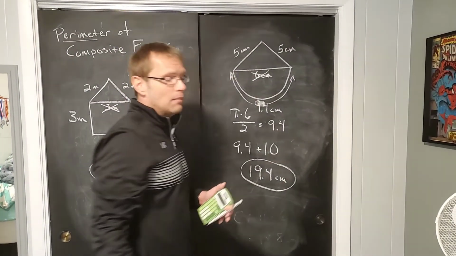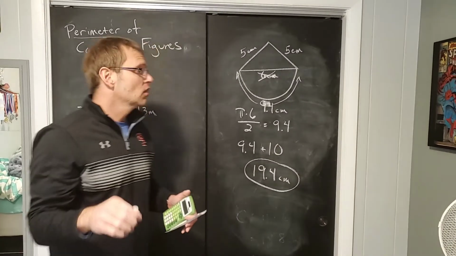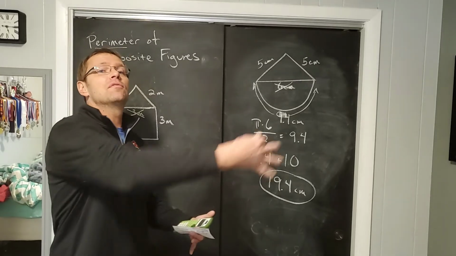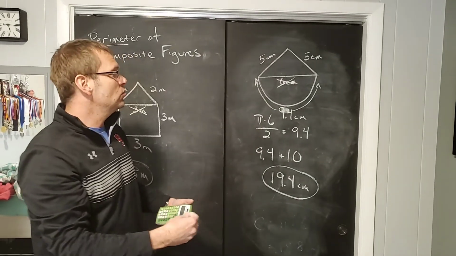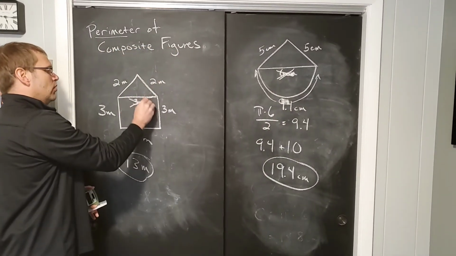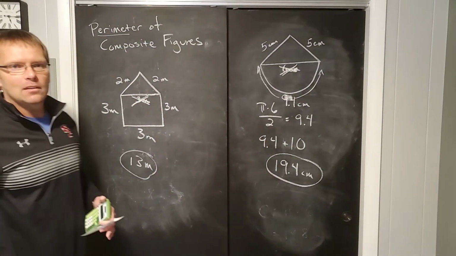So as you do these problems on your assignment, note that some of the sides might be missing. You have to figure out how to get them before you add them all up. And once you do that, make sure you're not using anything in the middle when you're adding up your perimeter. Let me know if you have any questions.